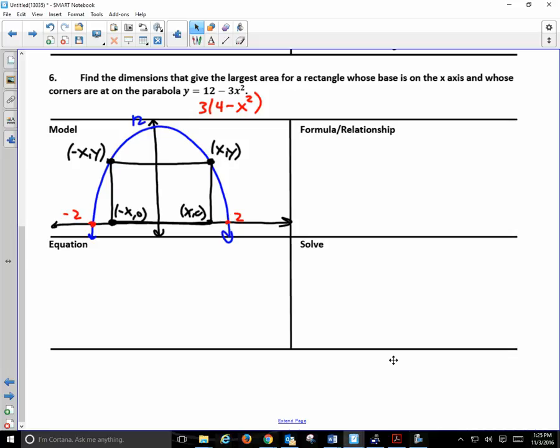But what is driving this problem? So what formula should I write down? Yep. And I'm going to use, in this situation, base times height. And I'm going to use that because it talks about the base of the rectangle. So I need an expression for the base.